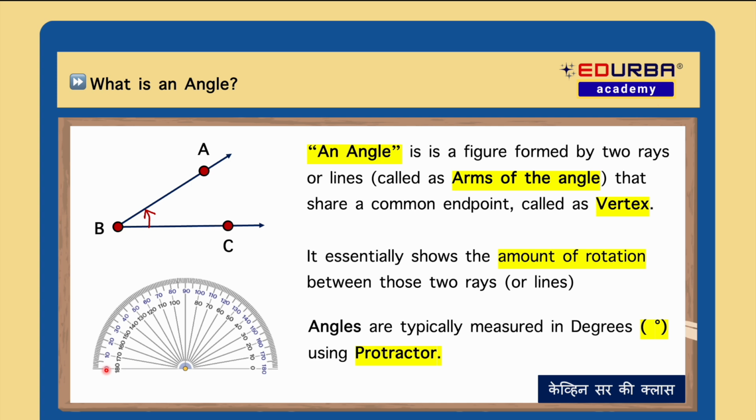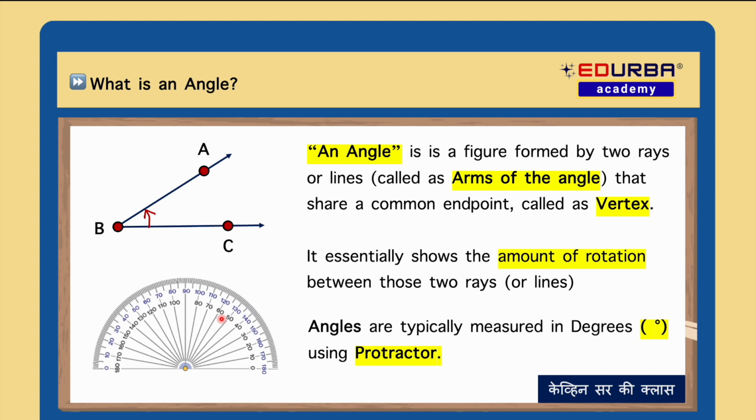Whereas the outer layer shows the angles when the arms open in clockwise direction. That means 0 is towards the left side and the other arm will start opening in the clockwise direction. So we have to be very careful whether arms are opening clockwise or anti-clockwise, and accordingly we have to choose the outer layer or inner layer of the protractor to measure an angle.